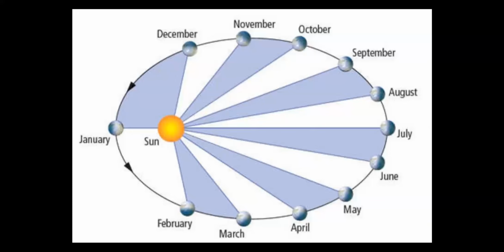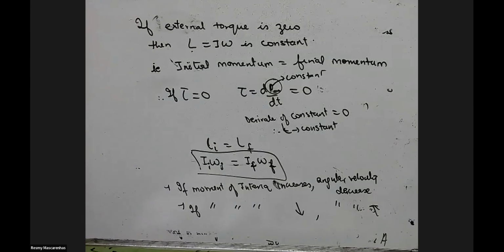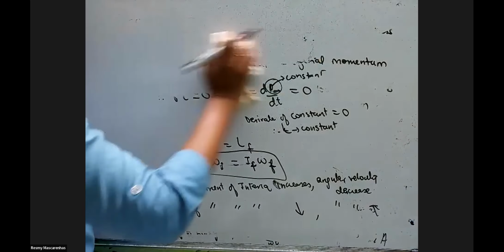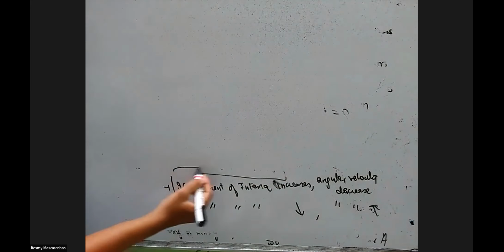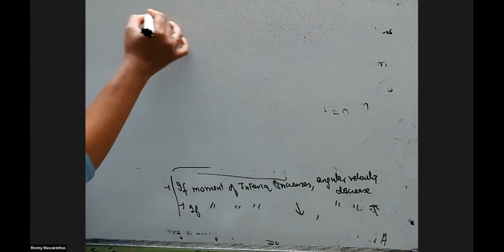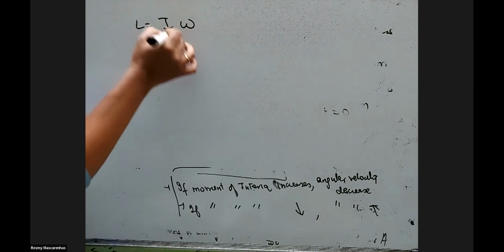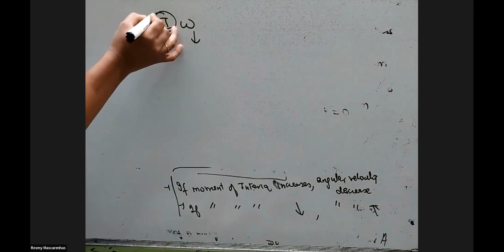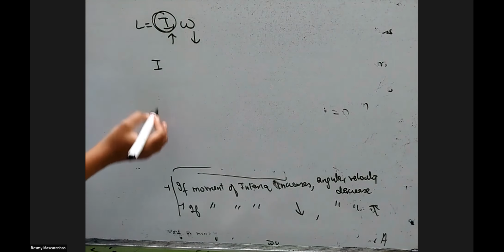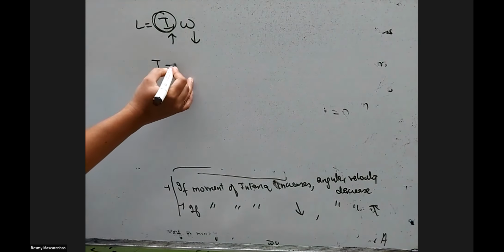The first one is planetary motion. But just before sharing, I'll explain what moment of inertia is and how it is related to the distance. So this is understood: if one increases, the other decreases. How is it possible for the moment of inertia to increase?